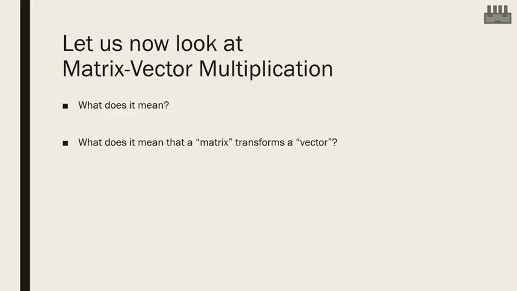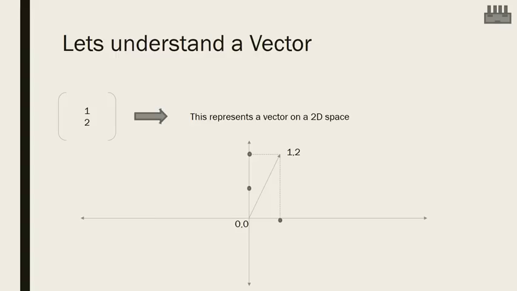So what is matrix vector multiplication? What do they mean when they say a matrix actually transforms a vector? We would like to understand what it is. Before we go into matrix vector multiplication, I think we should understand a bit of what actually a vector is. Consider this vector 1, 2 that you see here.